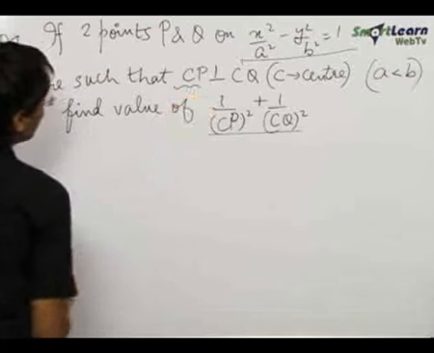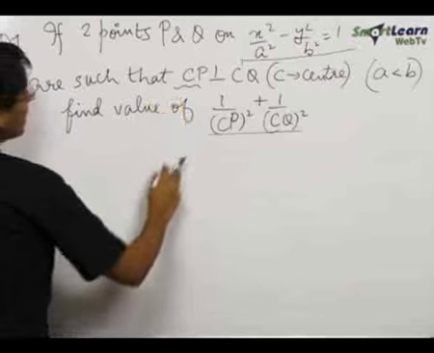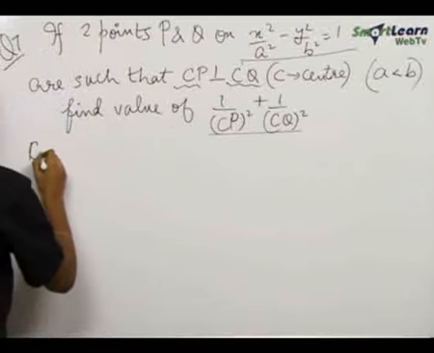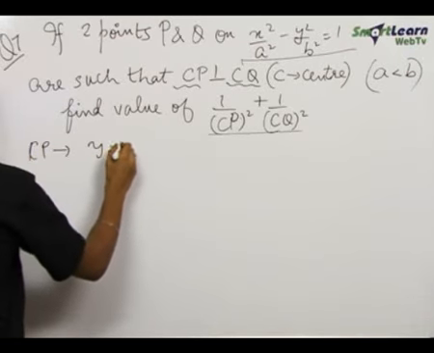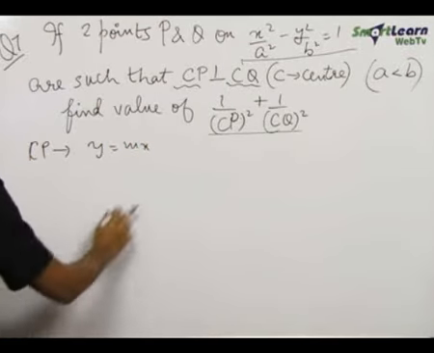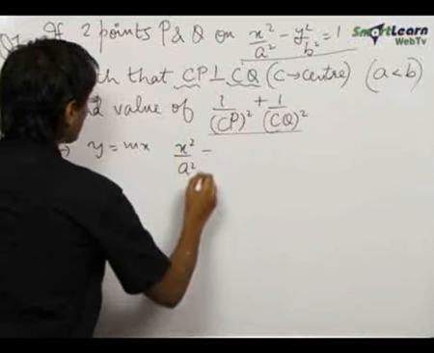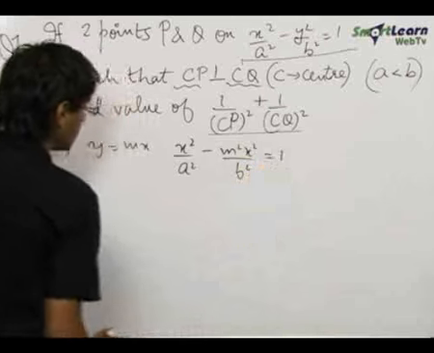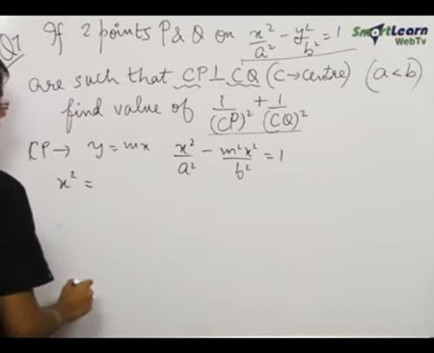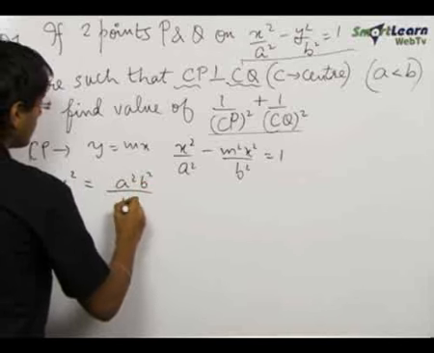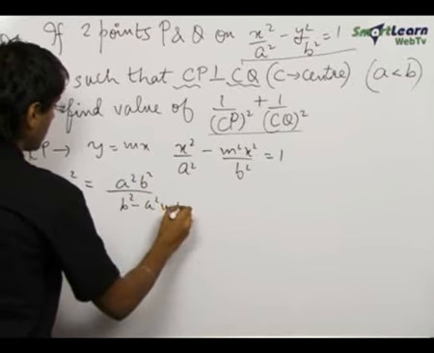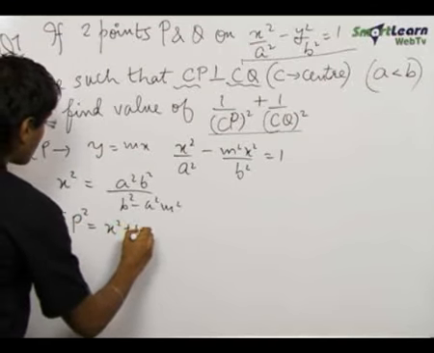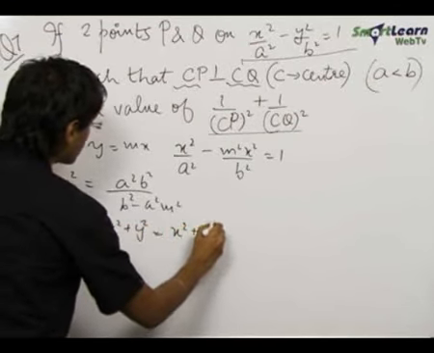Now we know that CP is a line passing through the origin, since C is the center of the hyperbola, that is origin, and CQ is also a line through the origin. So writing the equation of CP to be y equals mx and satisfying it with the hyperbola x square by a square minus m square x square by b square equal to 1, we get x square is equal to a square b square upon b square minus a square m square. Now CP square is equal to x square plus y square, that is x square plus m square x square.